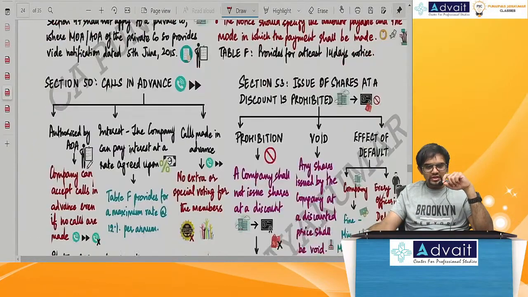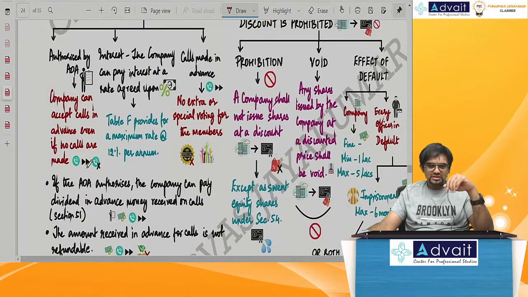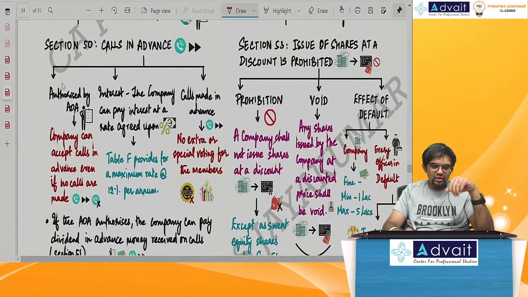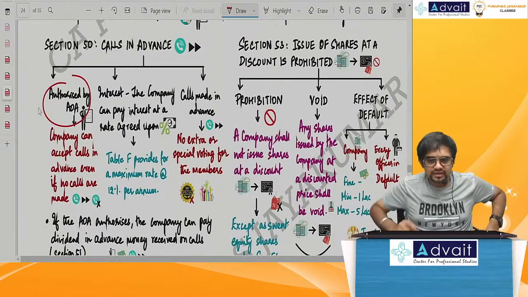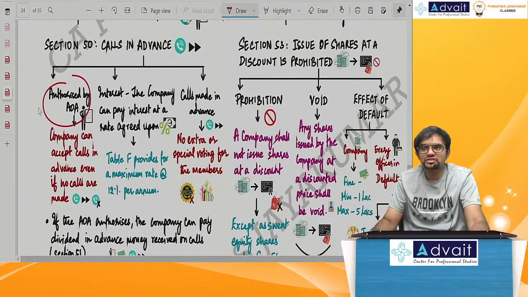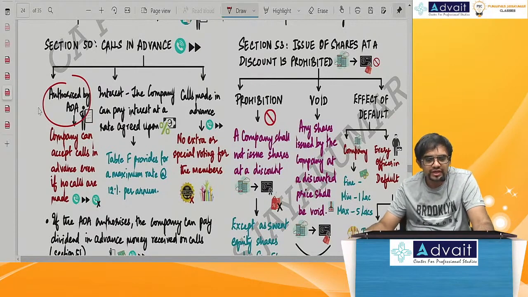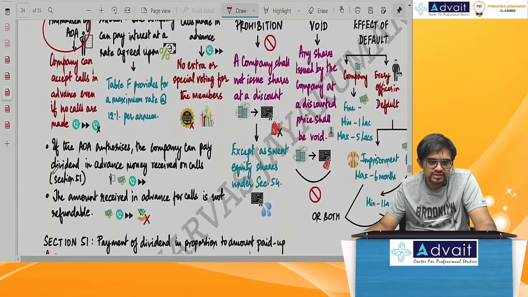That is with respect to voting rights. What about calls in advance? In that case, it should be authorized by the AOA. If the AOA is silent, mind you guys, if the articles of association is silent, then you cannot, I repeat, you cannot take calls in advance.